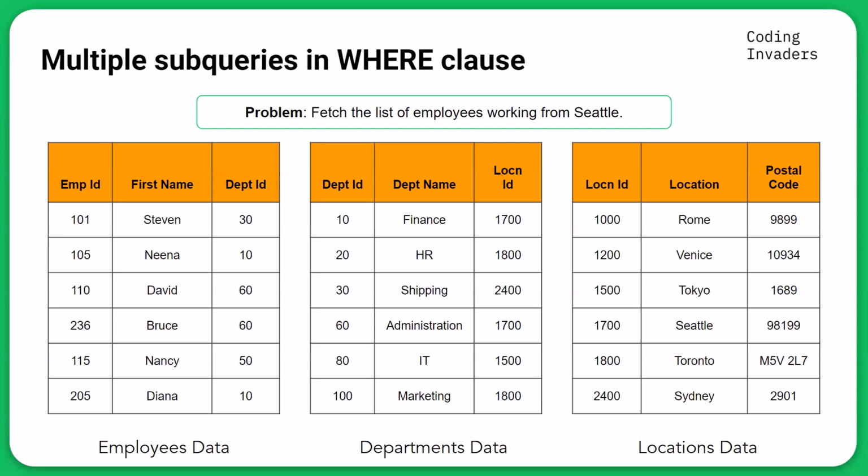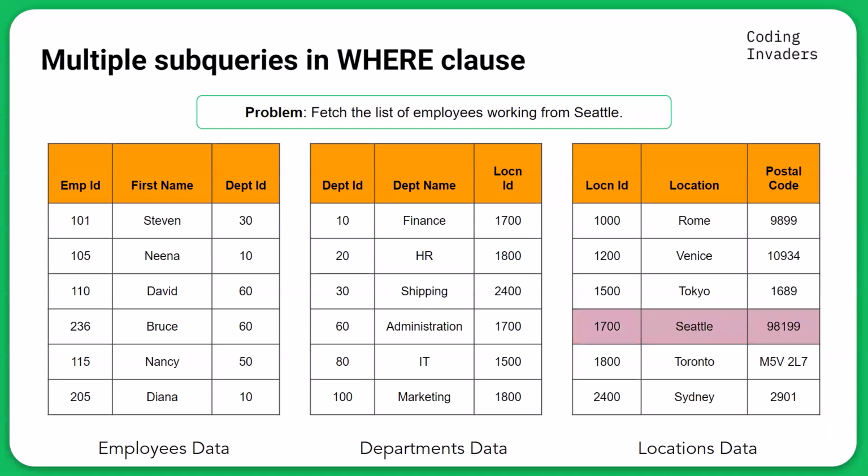So from where can we fetch the list of employees? From the employees table. But in the employees table, do we have location information? No. In the department table, do we have location information? Yes, we do have the location IDs. But we do not have the location name, that is Seattle, in the department's data. So we can get the name Seattle from the locations data. So Seattle has the location ID of 1700.